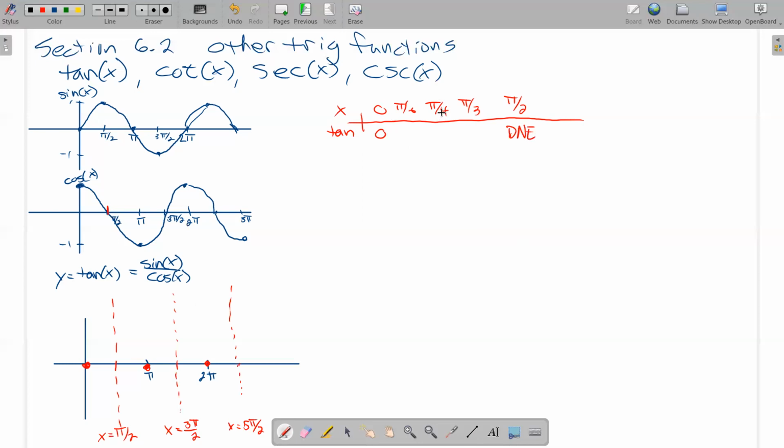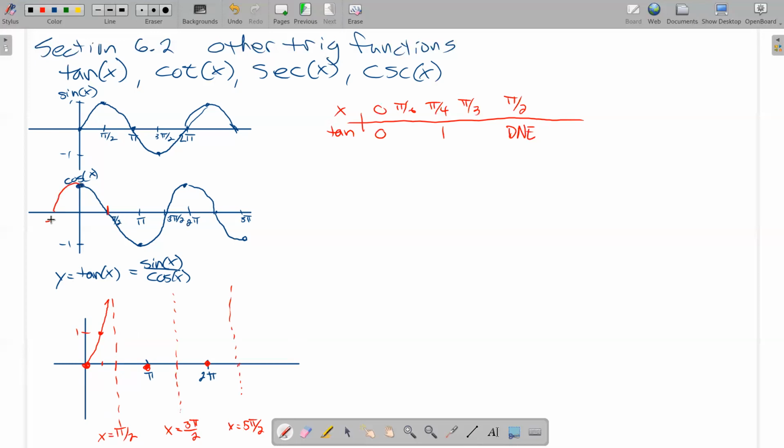At pi over 4, the sine and the cosine are equal, square root of 2 over 2, so I'm going to get a 1 right there. So let's say 1 is about here. So pi over 4 is right in between 0 and pi over 2, so I'm going to have that point. So from this point right here, this graph is rising up, but it cannot touch that axis. That asymptote is just going to get closer.